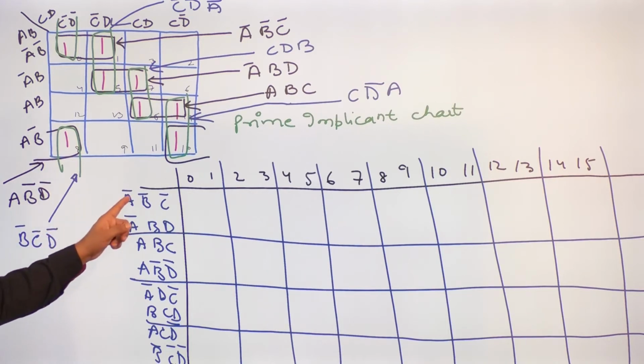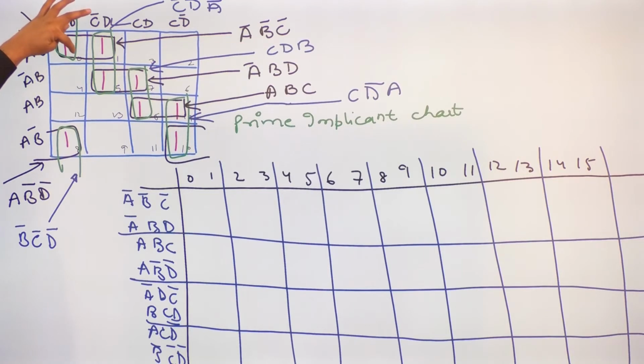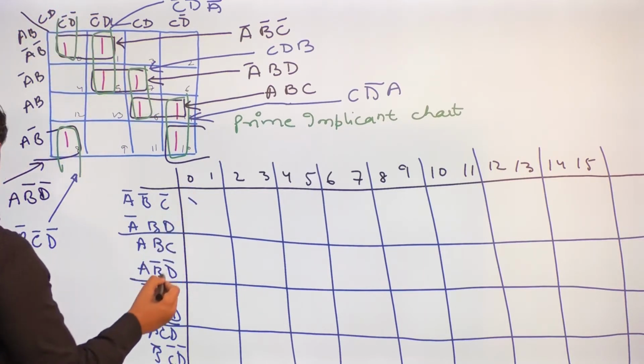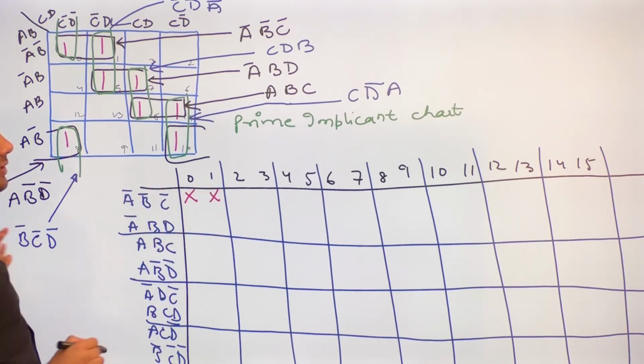So first one is A complement, B complement, C complement. So this A complement, B complement, C complement is covering the terms 0 and 1. So wherever we have 0 and 1, I'm going to put a cross mark here, and a cross mark here as well.